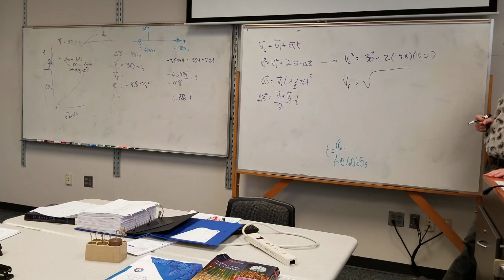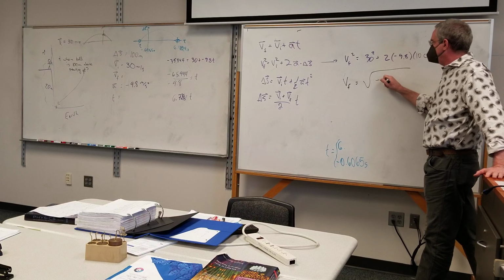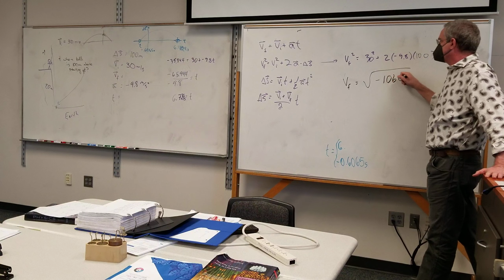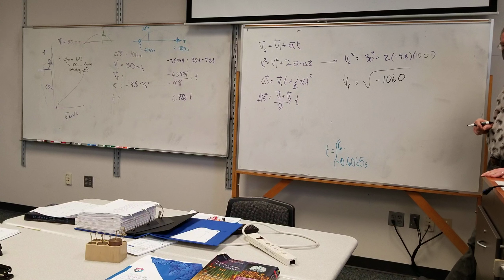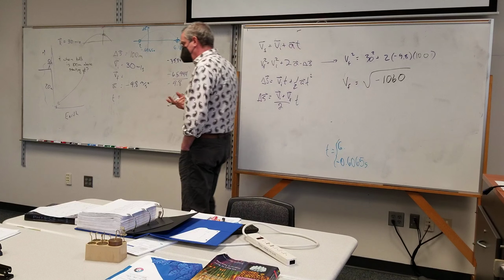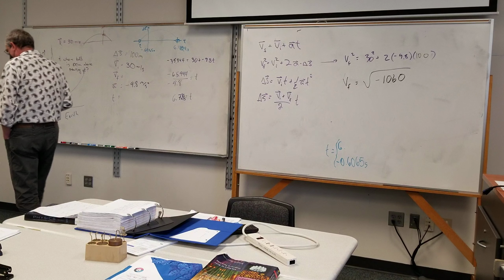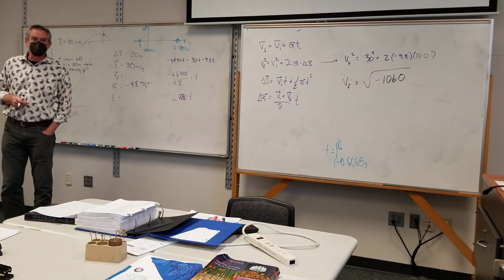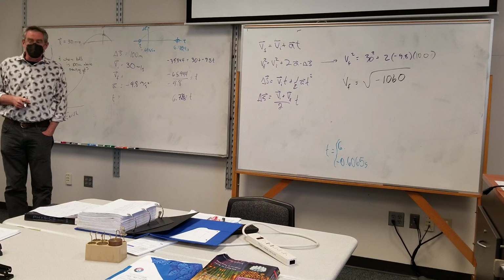The square root of negative 1060. That you can do that? What do you mean you can't do that? Yeah, that's imaginary. Okay, so you can do it, but you get an imaginary answer. So there's two things that the minus sign will tell us. One, the problem's impossible, or two, we made a mistake somewhere.